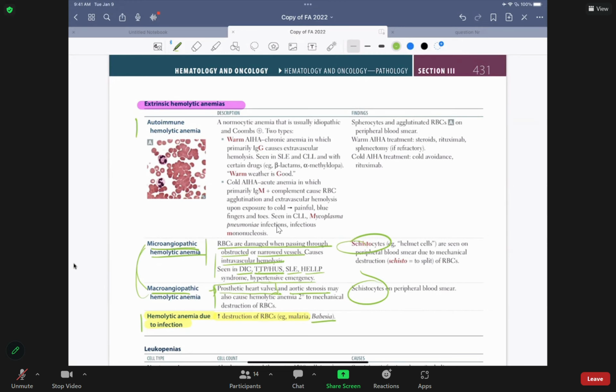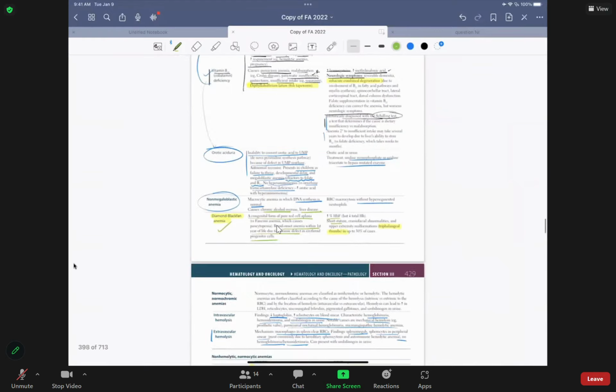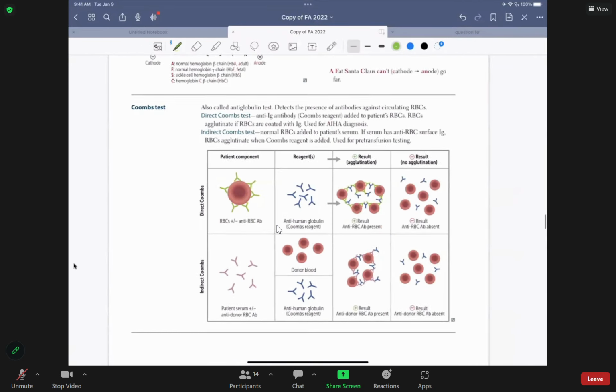Okay. Now, you have to go back to the front because they moved it there, right there. Go to page 418.